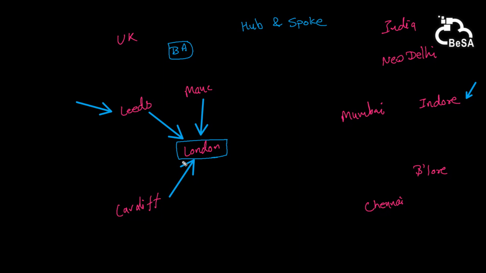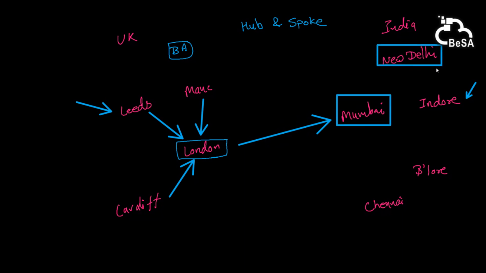And again, from London Heathrow they won't be flying directly to Indore. Maybe they would be flying to, again, a hub in that country like Mumbai or New Delhi, and then I have to take another flight to reach my place. You get the point? So this is a hub and spoke design.